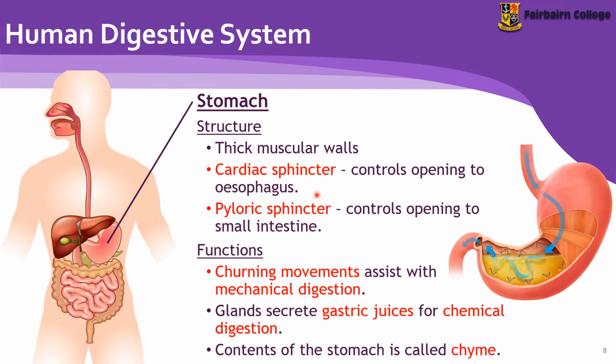The mixture of food and gastric juices inside of the stomach is referred to as chyme, and it is this which is going to pass on to the small intestine, where further digestion and absorption are going to take place.